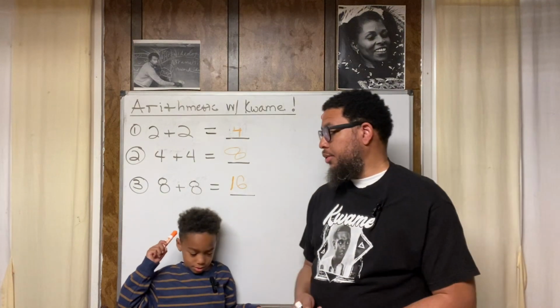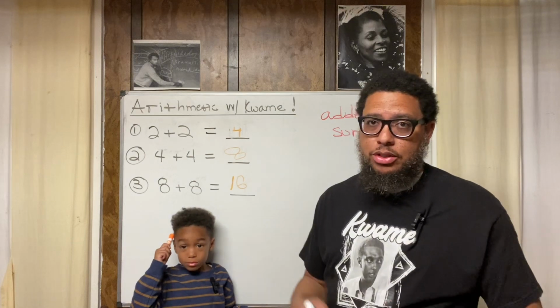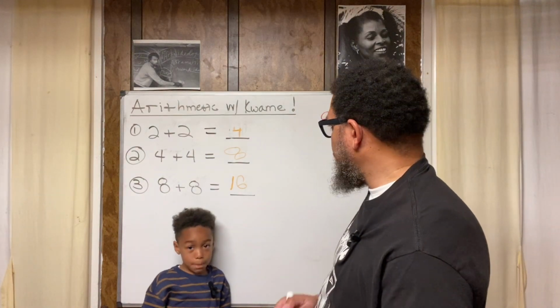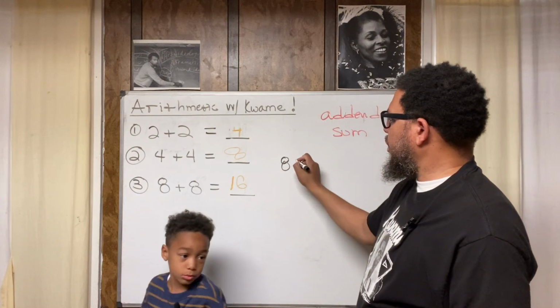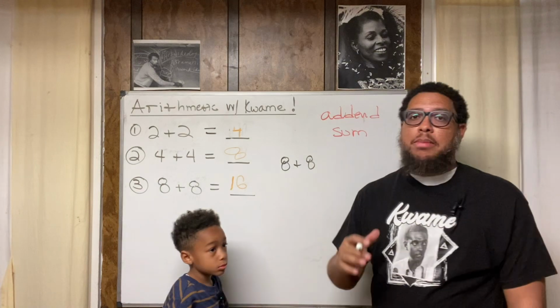I'm going to show you another way to do it. And there are a lot of ways to find these sums with these equations. So look, one thing you can do, I'm going to rewrite the problem over here. I'm going to write 8 plus 8. I'm going to use number bonds. Now, why are number bonds helpful?